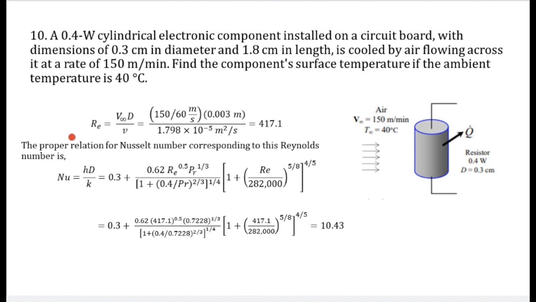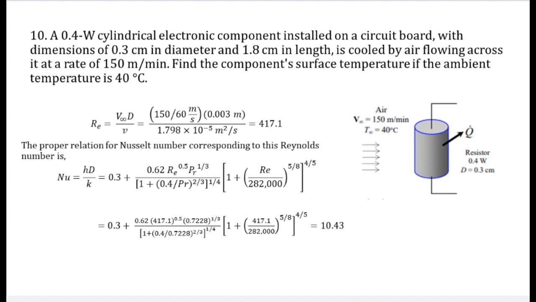First, let's solve for the Reynolds number. So here is the equation of the Reynolds number. So let's just substitute the given values in that equation. Calculating this all, we're gonna have this final answer for Reynolds, 417.1.